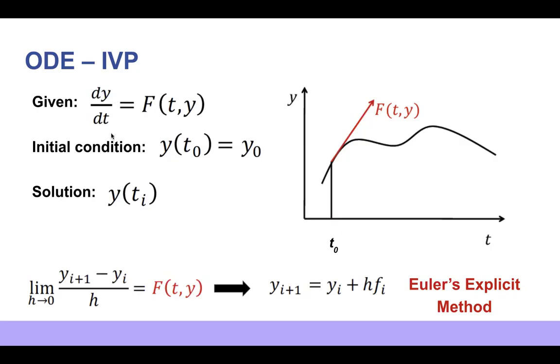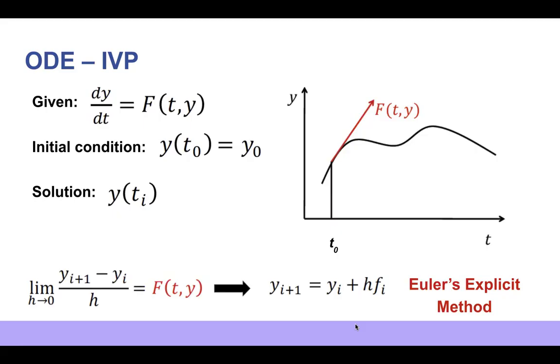Mathematically, you can write dy by dt like this: limit h tends to 0 of y(i+1) minus yi divided by h, provided that h is a very small value. That is what is meant by h tending to 0. So dy by dt can be approximated as this, and that is equal to f of t comma y. Now let's rearrange the statement. Taking h to the other side and yi to this side, it becomes y(i+1) is equal to yi plus h times fi. This is called Euler's explicit method.